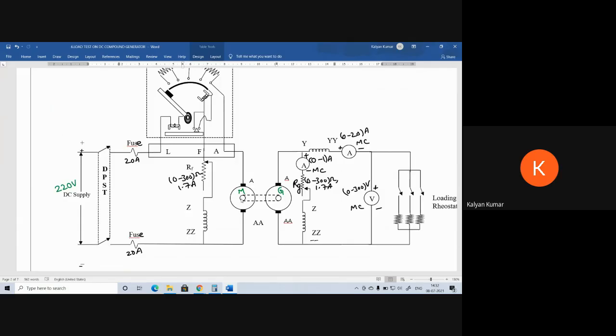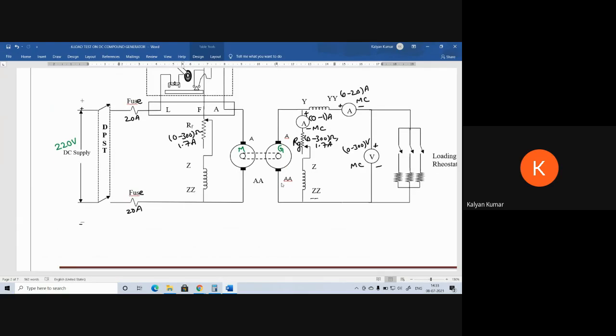Once the motor is running at rated speed, the compound generator, which is mechanically coupled to the motor, will also run at rated speed. Now, when the generator is operating at the rated speed of 1500 RPM, by varying this field regulator, we have to bring the generator output voltage, the terminal voltage, equal to the rated voltage of 220 volts. Then, under no load conditions, when the generator is generating 220 volts, we have to take the readings of the ammeters and voltmeters, and then gradually we have to vary the load.